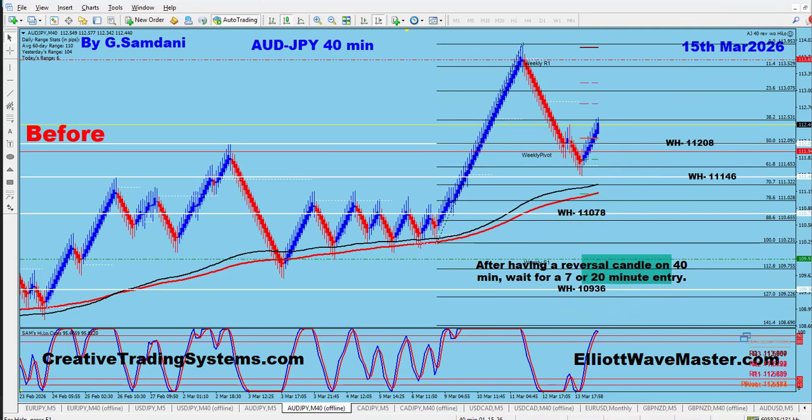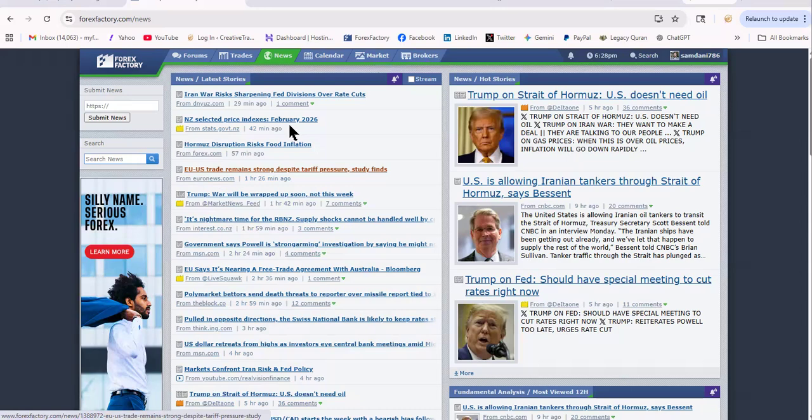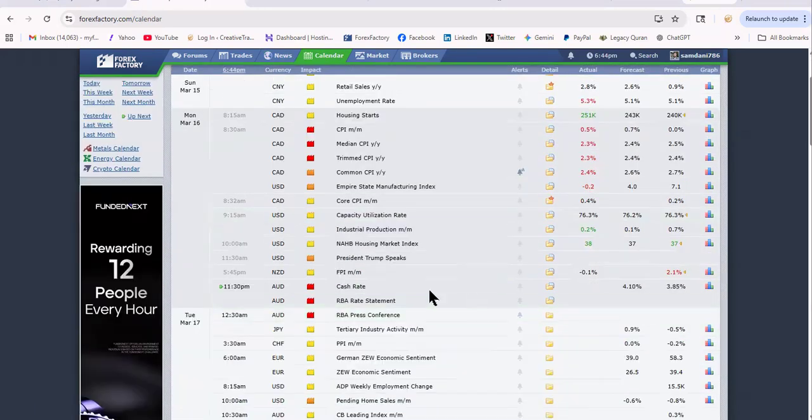Plus, remember, we have this calendar here, the Forex Factory calendar. And you can see here that this is what everybody is now waiting for: the Aussie dollar cash rate, right, at 11:30 p.m. Eastern time. So after that, Aussie pairs, especially my favorites, Euro Aussie and Pound Aussie, are going to move, and Aussie yen and Aussie USD.